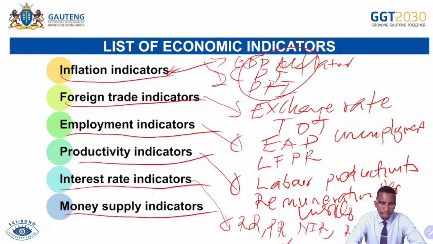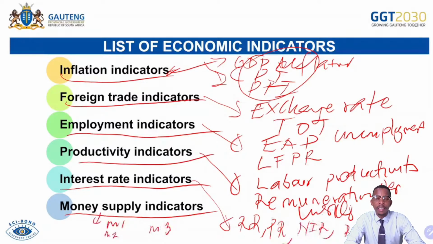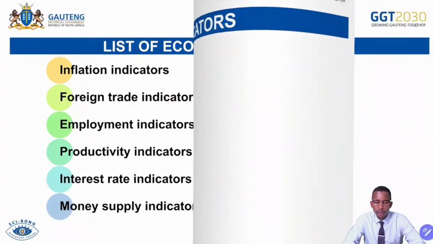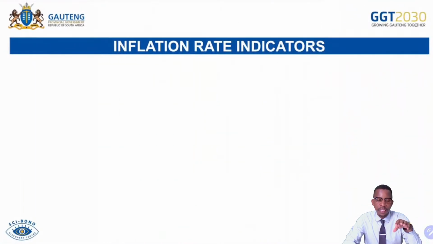Also the money supply. In this situation, we refer to the following: M1, M2, and M3. These are the indicators related to the money supply. So the following will be discussing these indicators. Remember, these can come as a part of the essay mostly, where you discuss in detail economic indicators.